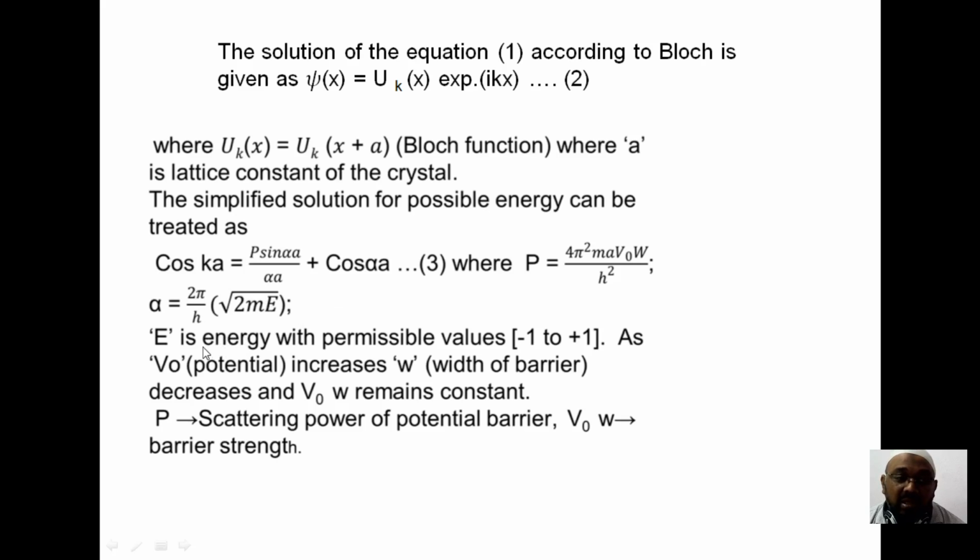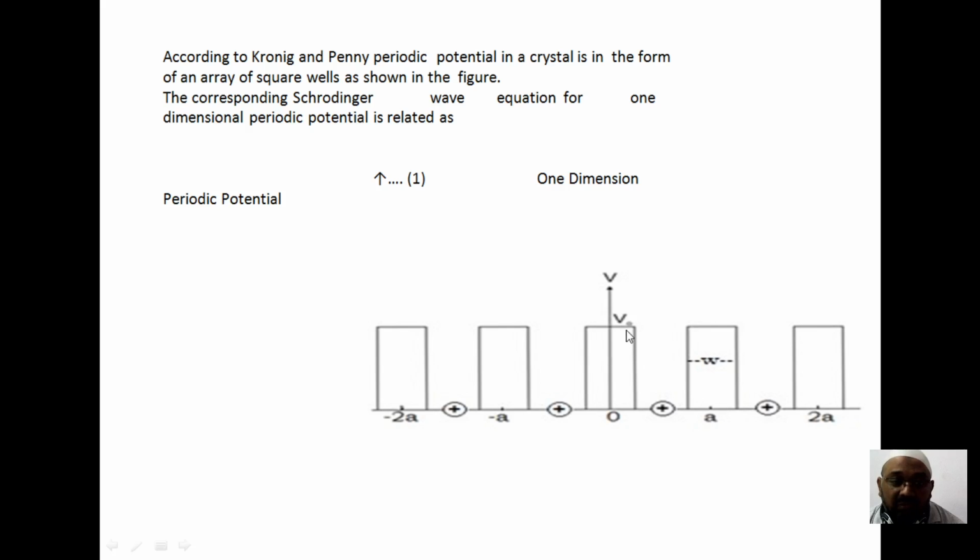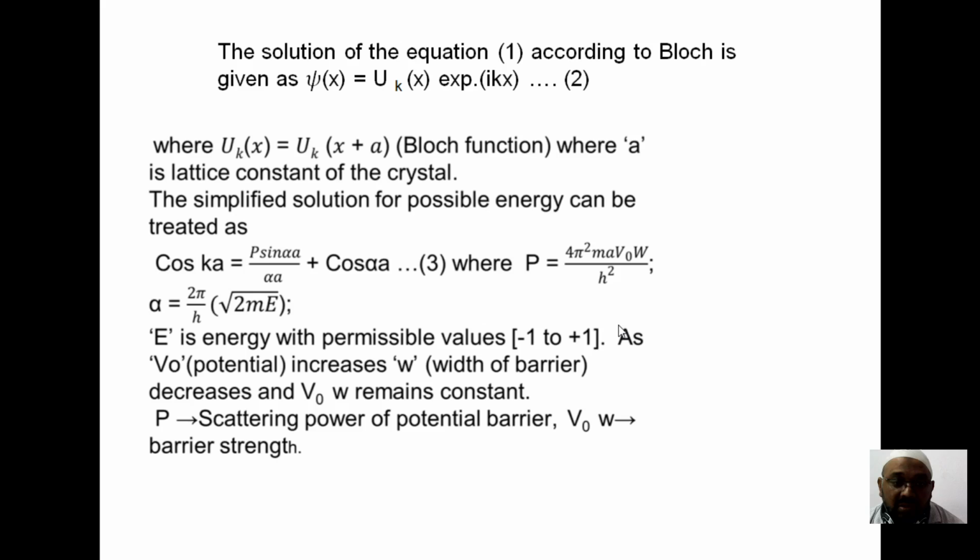Definitely, when we talk about cos or sine, the permissible value of cos and sine lies between -1 and +1. As you know, when we look at the figure, you find that there is a V naught here. So V naught is the potential, and omega is the width of the barrier. The width of the barrier is given by omega, and V naught omega remains constant. So P is the scattering power of the potential barrier, or we can say that it is the barrier strength.